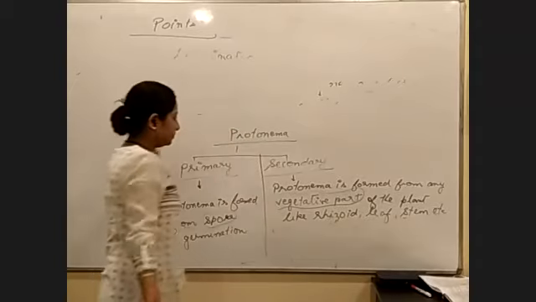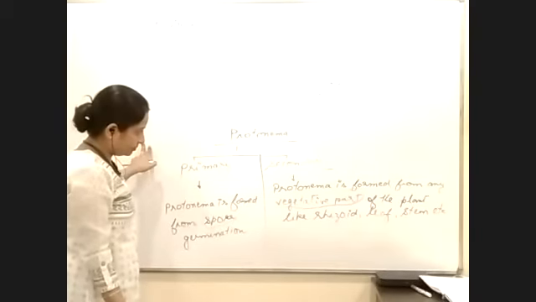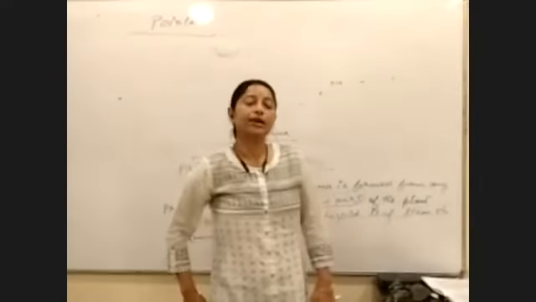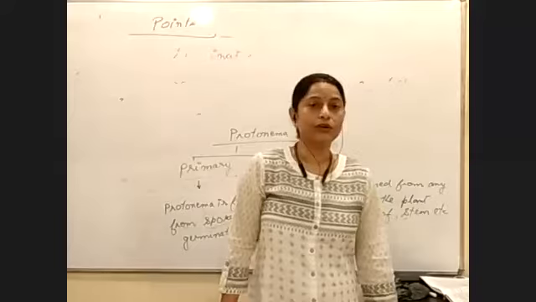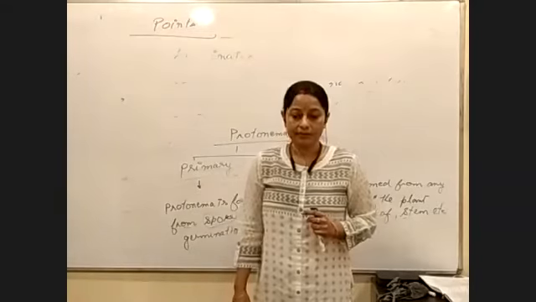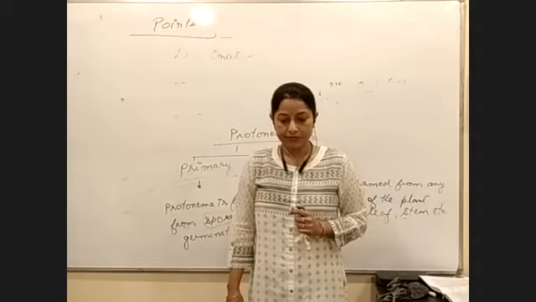Ma'am, why are leaf, stem and rhizoid called vegetative parts? They are called vegetative parts because they don't help in reproduction. They don't take part in reproduction.